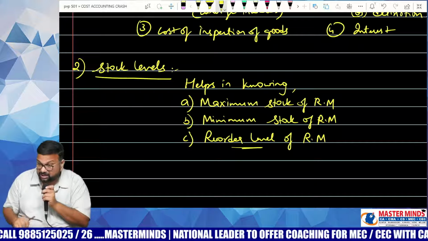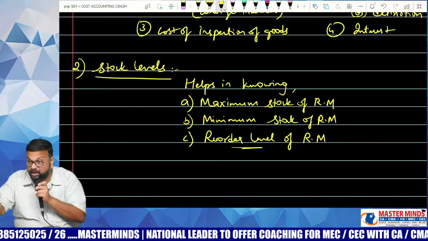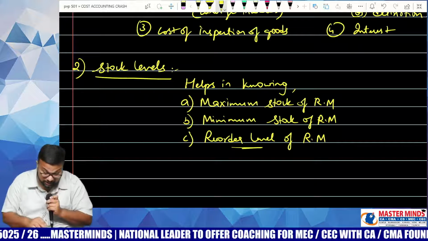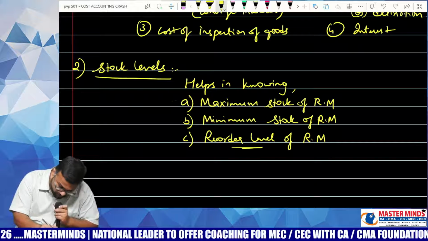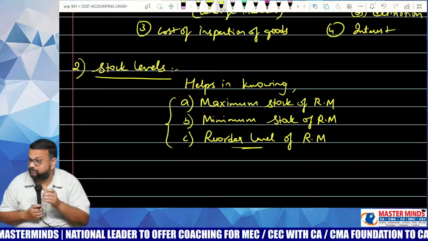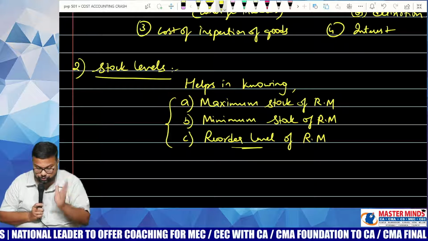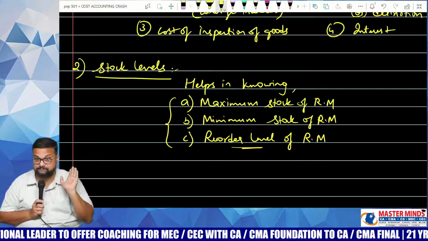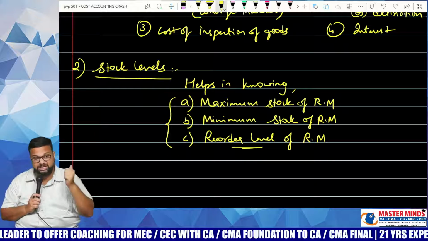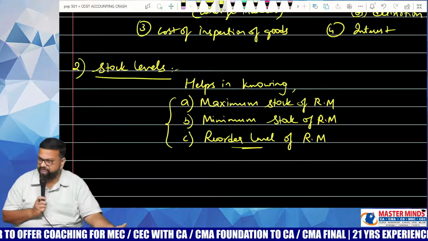But in the second technique, I will know at what quantity I have to place an order. This plays a very important role in real life, I mean to say practically. Every company wants to know these three things, because companies will be using n number of items, different types of items.